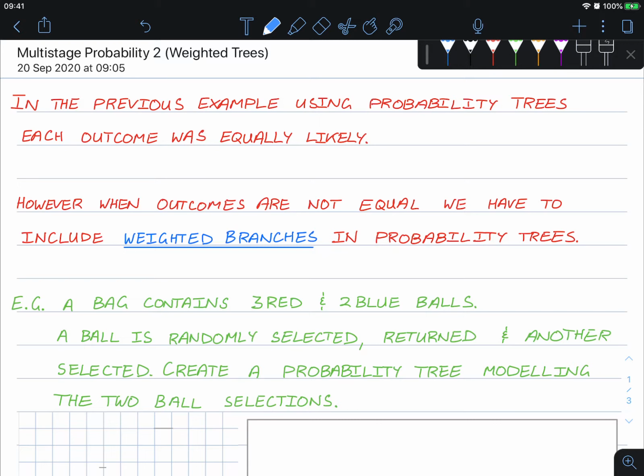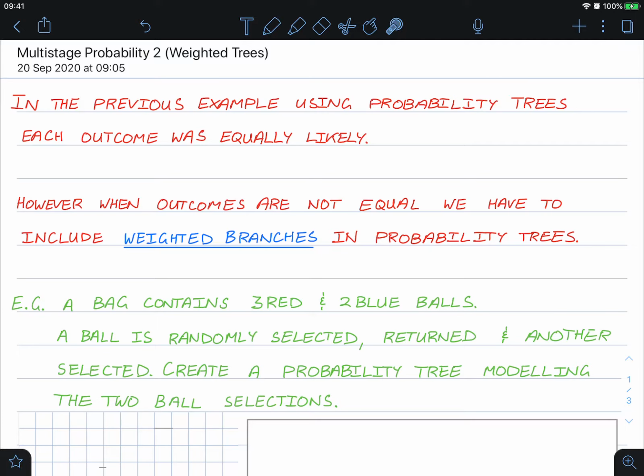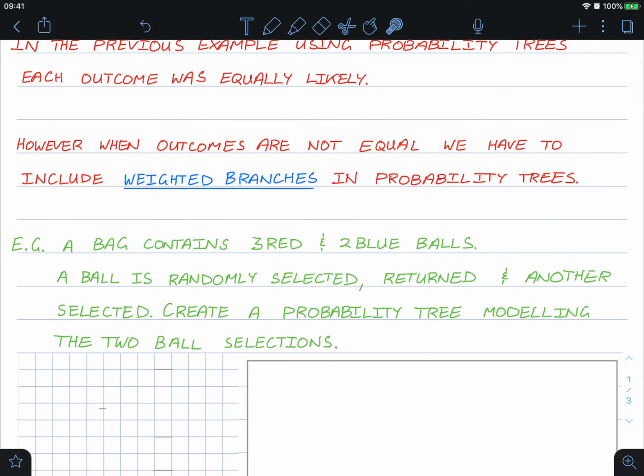Hello class, this is a video tutorial on multi-stage probability part 2, and in this video we'll be looking at weighted trees or weighted branches. In the previous example using probability trees, each outcome was equally likely. However, when outcomes are not equal, we have to include weighted branches in the probability tree.